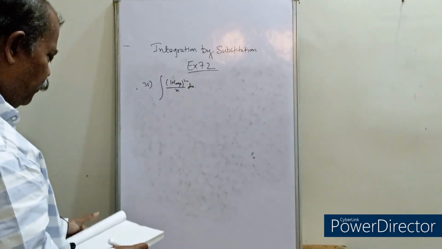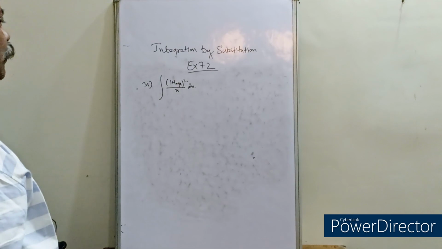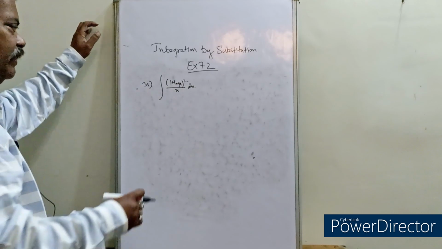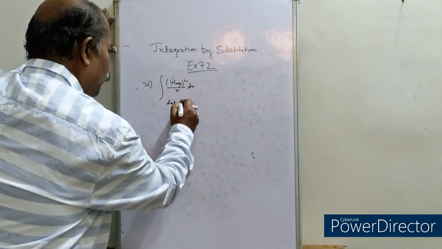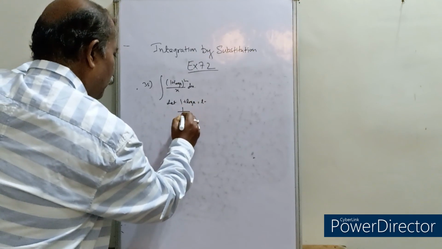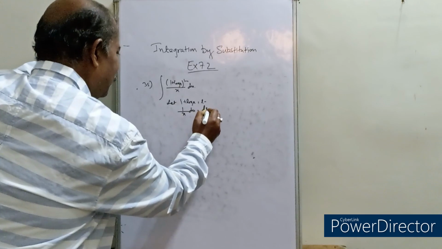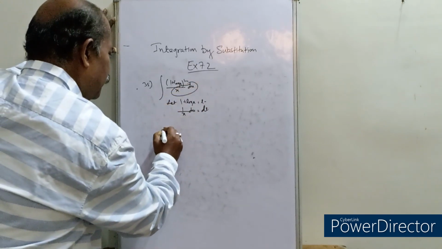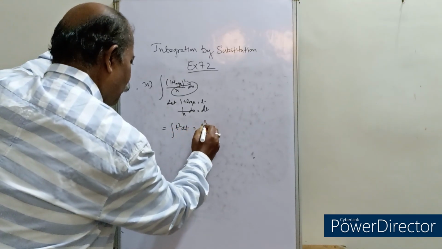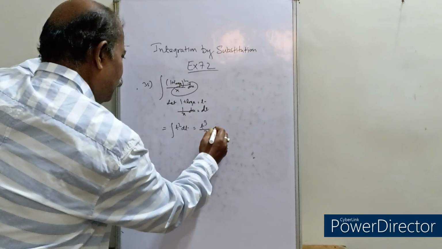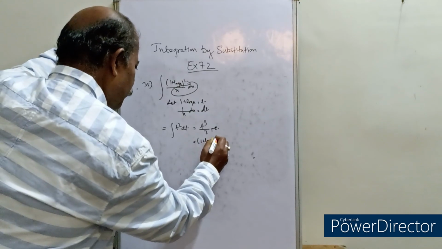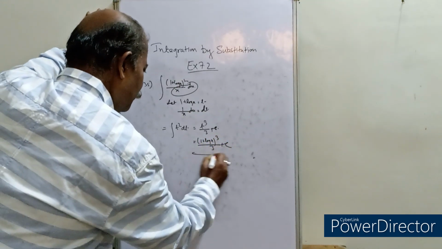Here what you do is suppose 1 plus log x, because you know that the differentiation of log x is 1 by x. So let 1 plus log x be equal to t. When you differentiate it, 1 by x dx is equal to dt. Here this is clear for you. So this becomes the integral of t square dt, so this is t to the power of 3 by 3 plus c, and the value of t is 1 plus log x, so the answer is 1 plus log x to the power of 3 by 3 plus c. So this is your answer.